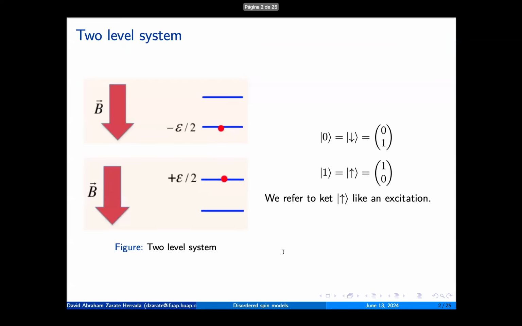Okay. Well, I'm going to start by explaining the two-level system. For example, if we have an electron and we apply a magnetic field, we can get two possible states. One state with the lowest energy, in this case equal to minus epsilon over 2, and another state with the highest energy, equal to plus epsilon over 2. Both states can be written like this, down and up, and we refer to the up state as an excitation.